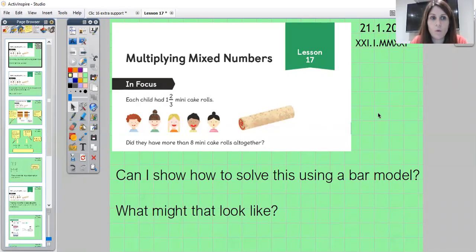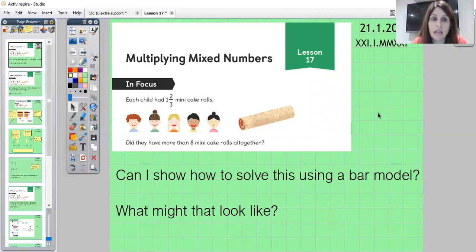So we are one away from the end of this unit, so just 2 lessons to go. Today, I really want you to think about all the things that you've learned so far in fractions, or certainly this week. That's going to come in really handy, so you need to apply your knowledge of what you've already done. Let's have a look at our in-focus task then.